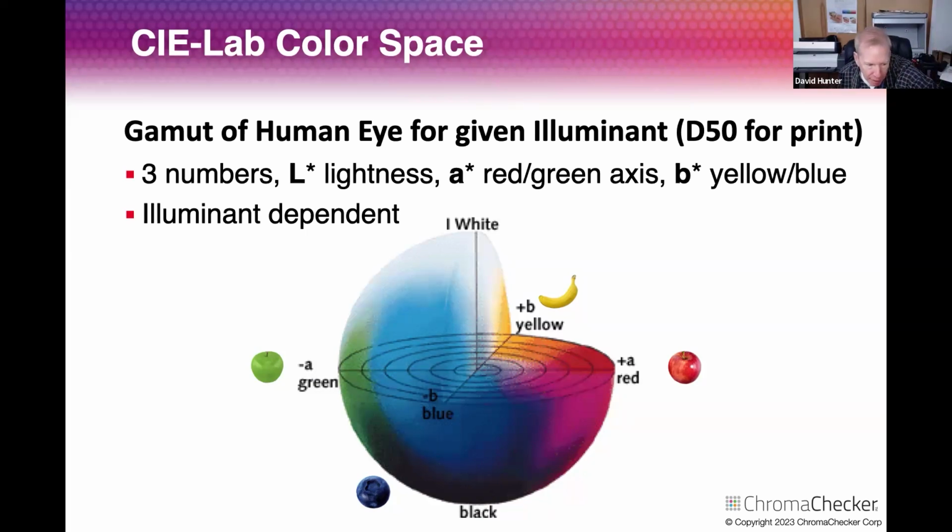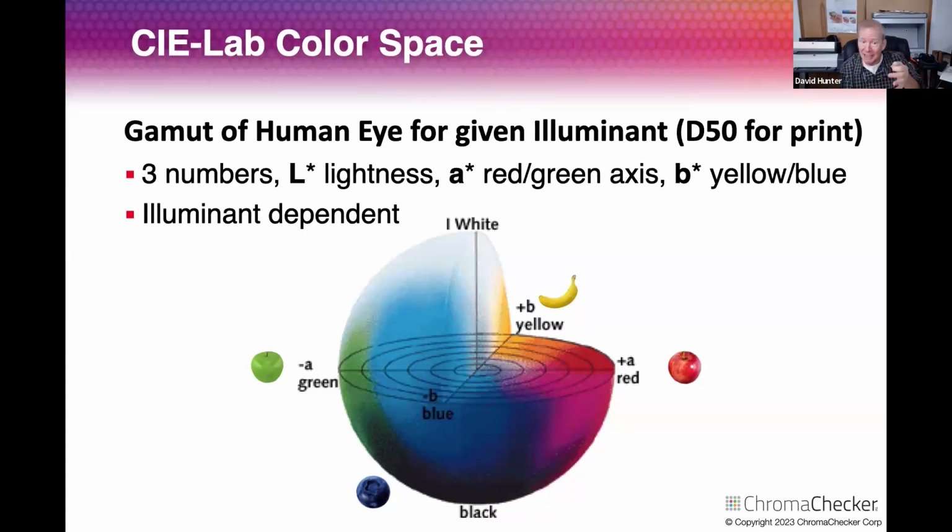When we're talking about the LAB model, you just think of apples and fruit. L is lightness, light to dark. The A-axis is green apples on the left, red apples on the right. And the B-axis is yellow bananas on the positive and blueberries on the negative. So if I give you a LAB value, you could plot it in this color space, which represents the gamut of the eye.